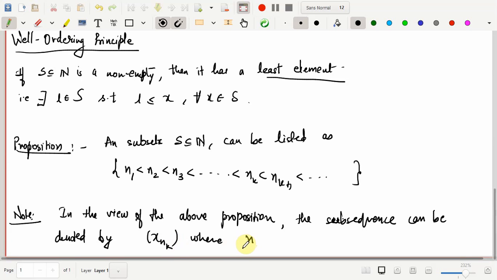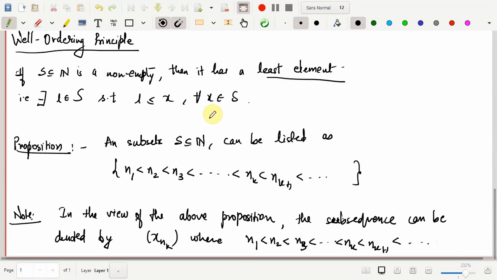So this subsequence is generated by restricting the given sequence to S, where the elements of S can be listed in this way: n1 less than n2 less than n3, and this goes on till some general nk, then nk plus 1, and this goes on, as the set S to which the sequence is restricted is infinite.